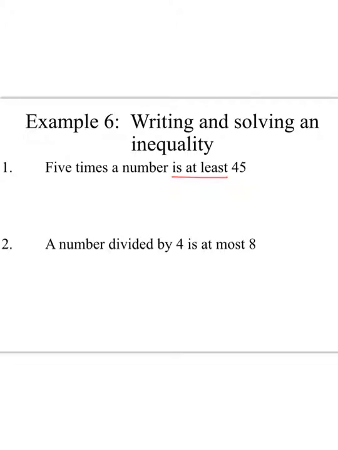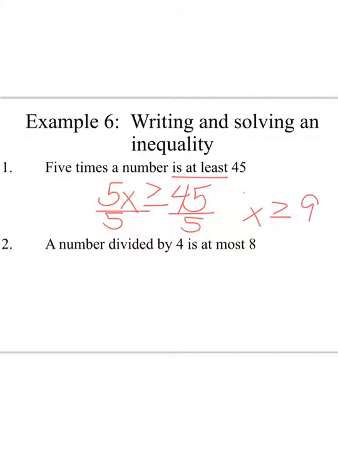So 5 times the number, 5x, and we know we're going to have 45 on the other side. This says 5 times the number, that 5x, has to be at least 45, which means 45 is the smallest number that it can be. It can actually be larger than 45. So at least actually means greater than or equal to 45. And again, I would divide each side by 5. Because I divided by a positive, my sign does not change, and x is greater than or equal to 9.